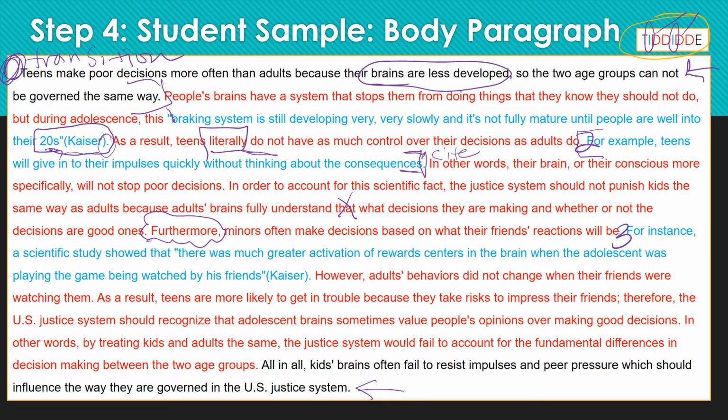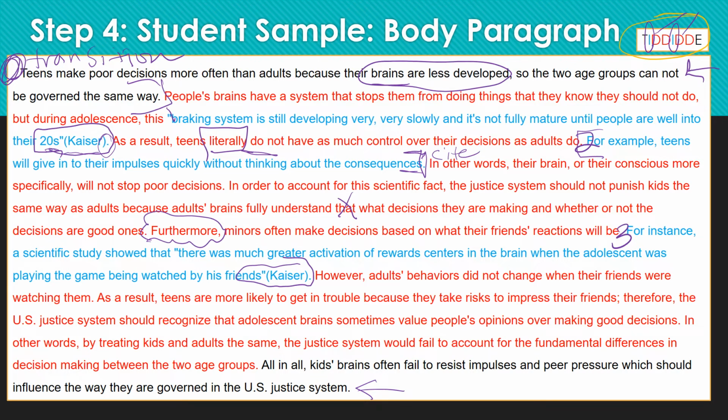Minors often make decisions based on what their friends' reactions will be. For instance, a scientific study showed that there was much greater activation of reward centers in the brain when the adolescent was playing the game being watched by his friends. Again, we've got our citation. Very important: in quote, parentheses, period.